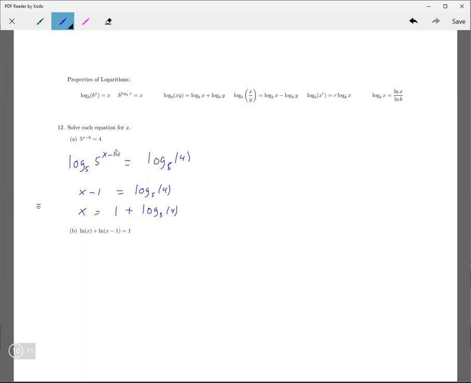Wait, that's a 6 right there. I'm sorry. So 6 plus log base 5 of 4. Now, if you want to get an exact value and you don't have a calculator that can handle log base 5, then you just apply this change of base formula. So that would be the natural log of 4 over the natural log of 5. So 4 coming from here, 5 coming from there, just like this formula suggests.